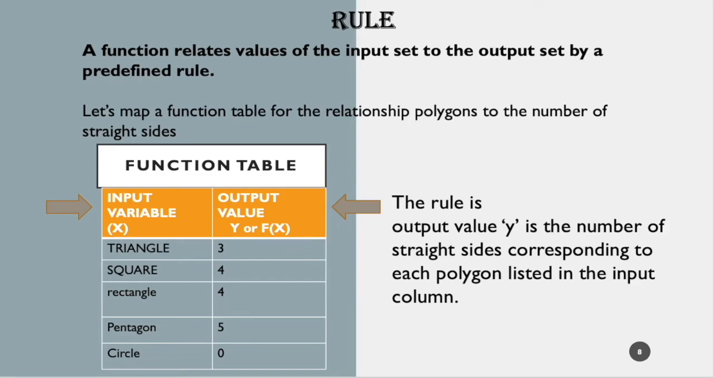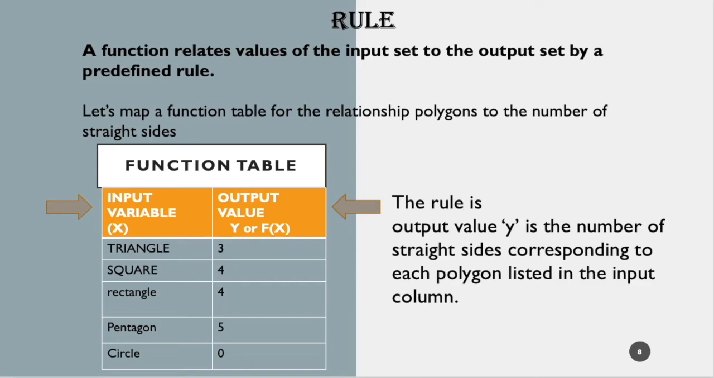If it's a square, it would be 4, rectangle 4, pentagon 5, and a circle has no straight sides, so it's 0. Now, if you observe this function table, you can see that triangle, square, rectangle, pentagon, and circle each have exactly one output value in the output value column. Now, can a triangle have 2 numbers of sides? No. That means none of these input variables can have 2 different output values. So a triangle can have only one output value.